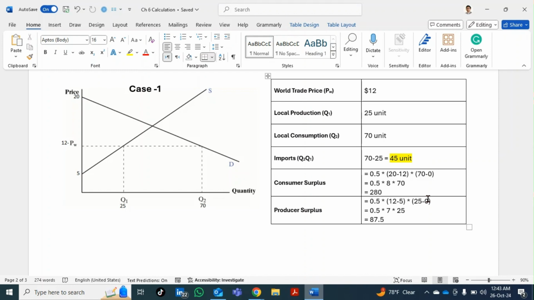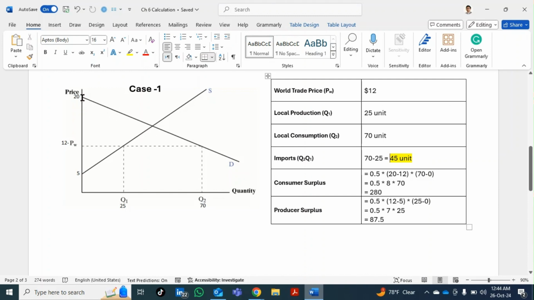If we have to calculate the consumer surplus or the producer surplus, first we have to see in the diagram what area represents the consumer surplus. All the area above the price line and below the demand curve, that triangle, represents the consumer surplus. The maximum price is 20, starting from 20 and going down to the market price of 12, and the last unit they consume is 70. That triangle represents the consumer surplus.